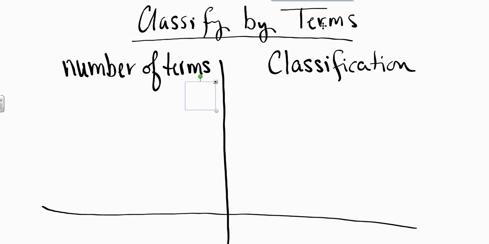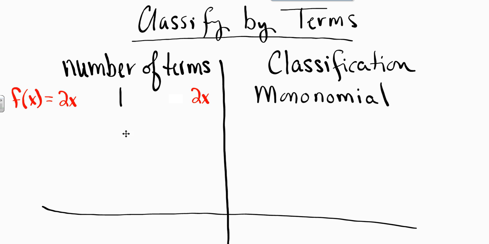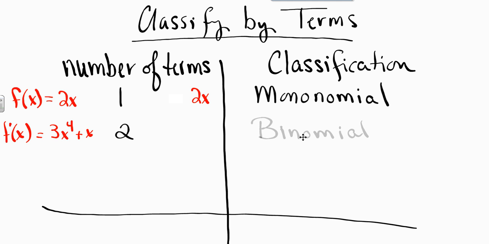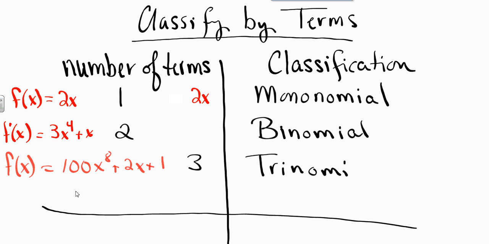Classification by terms. We're going to classify our polynomials by terms. If we have one term, that would look like this. Our function would look like that. We call this a monomial. If we have two terms, the function would look like this. It would be a binomial. If we have three terms, this is a trinomial. If it was a function, it would look like this. Remember now, the f of x part over here, that's like saying y. The polynomial part is over here. And if we have 4 or more terms, it's just a generic polynomial.